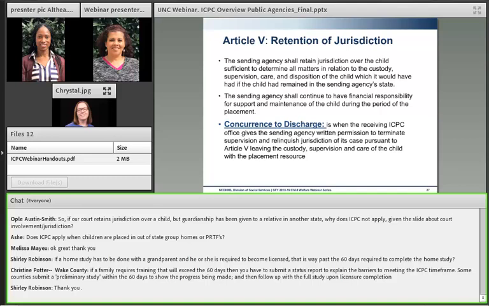Concurrence, I mentioned this in a previous slide. Concurrence to discharge is when the receiving state gives the sending state or agency written permission to terminate supervision and relinquish jurisdiction to the resource. When you receive concurrence or when you give concurrence, this is the green light to make a decision about closing your case. You're transferring custody or guardianship and then closing your case. And that means placement has gone well for all, especially the child.